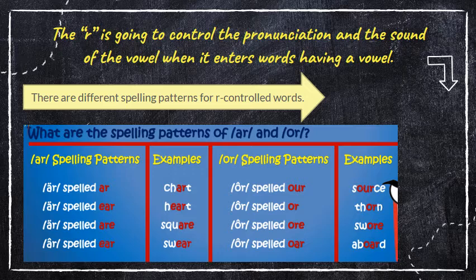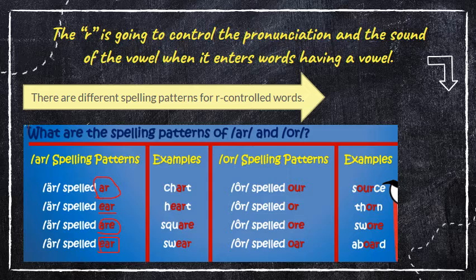For example, when we have AR spelling patterns, sometimes we have just the AR, written as AR only. Sometimes it's written as EAR. Sometimes it's written as ARE. It should have a consonant letter E at the end, or it could be spelled as EAR. Examples: chart, heart, square, swear. You see, I have different spelling patterns with the same sound of the AR.